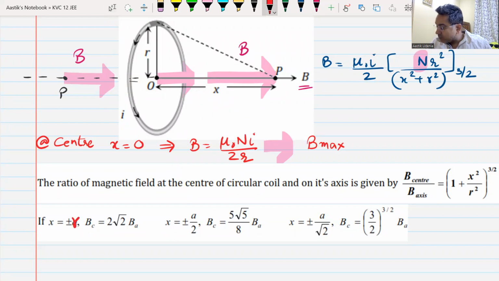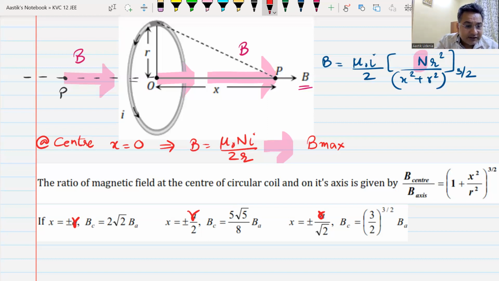If x is equal to plus or minus r, where r is the radius, you can see these are the results. At a distance r from the center, B on the axis is B_c divided by 2 times root 2. These are different values of x. x is r by 2, r by root 2. See, why I'm giving you this: because I've seen questions based on this. They straight away ask. You just have to put the formula and get the answer.